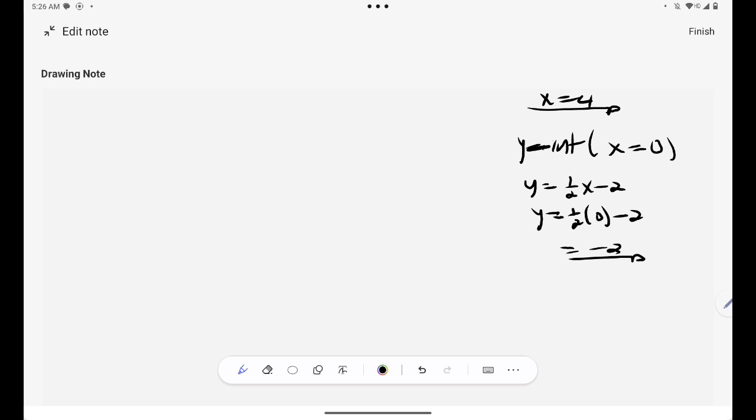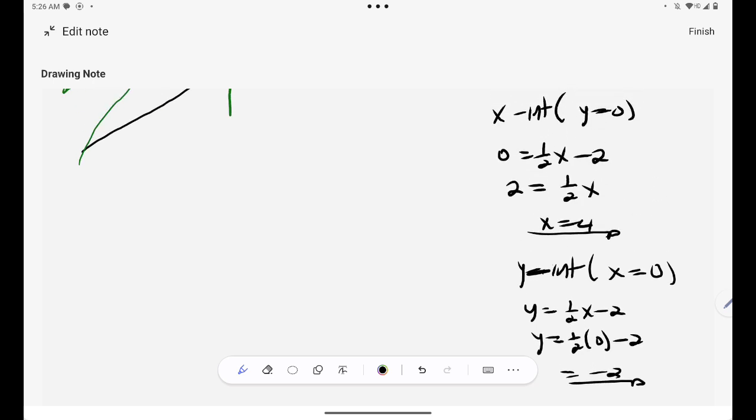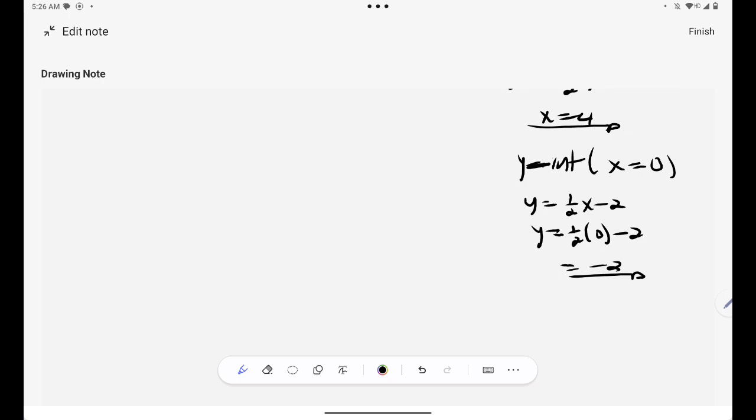Please write this down. The domain of your original graph will be the range of your inverse function. Are we together? And the range of your original graph will become the domain of the inverse function. Please write that down. Okay, now let's continue.